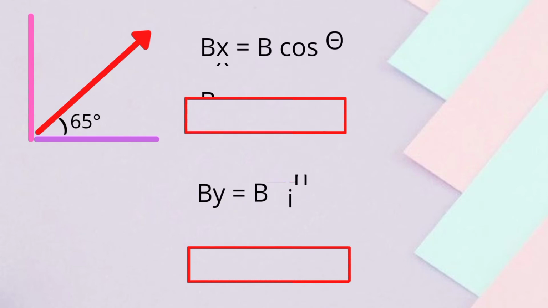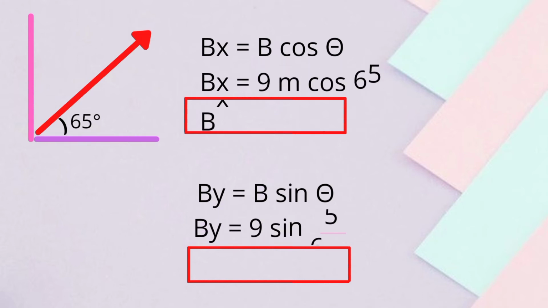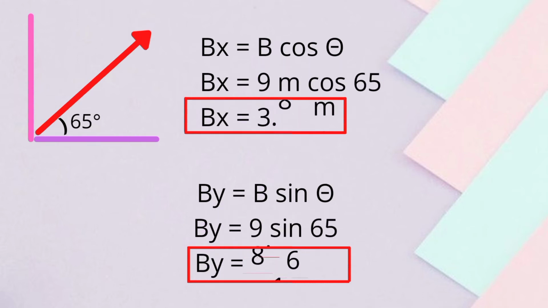Now, let's proceed to our second vector. B cosine theta, we will substitute our given, which is the 9 meters and 65 degrees. That will give us an answer of Bx is equal to 3.80 meters. For our By, we will substitute our given to our formula, which is the B sine theta. That will give us an answer of By is equal to 8.16 meters.